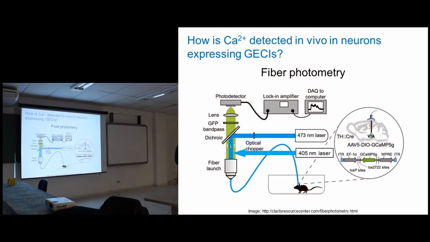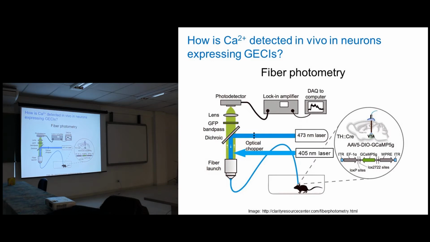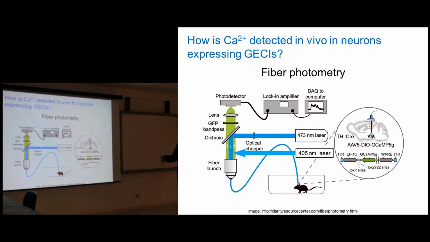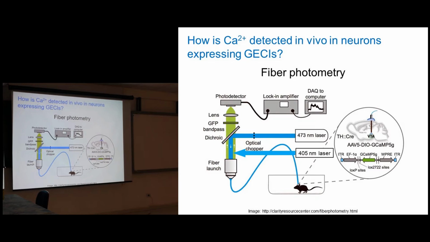One is called fiber photometry. The basic idea behind this is that you express your GCaMP into some population of neurons, and then you implant an optical fiber, like a fiber optic probe, and then you connect that to essentially a detector, right? And with some dichroic mirrors and whatnot, you can bombard the section of brain that your probe is in with your blue laser of 473 nanometers.